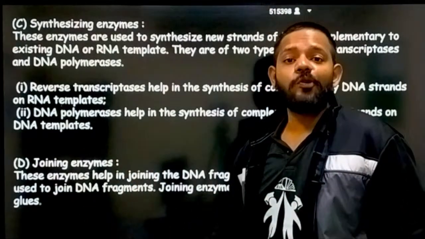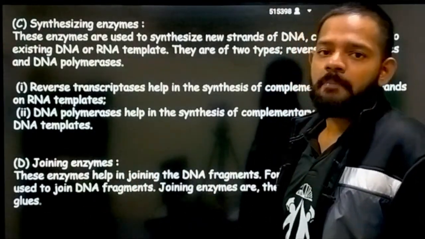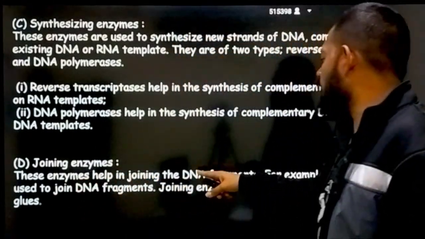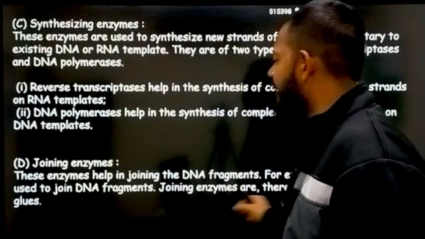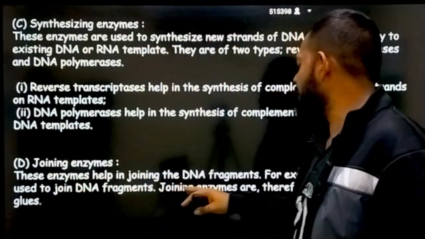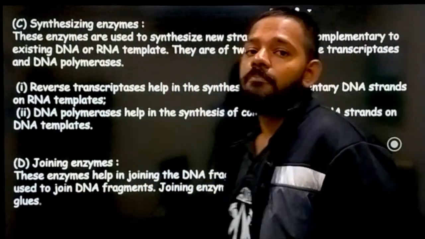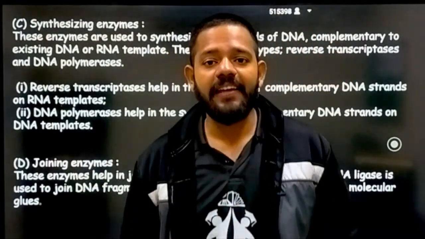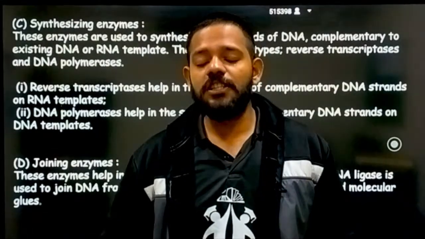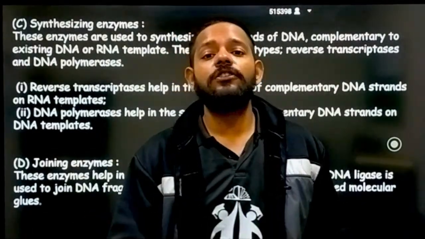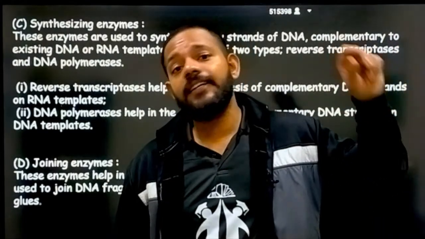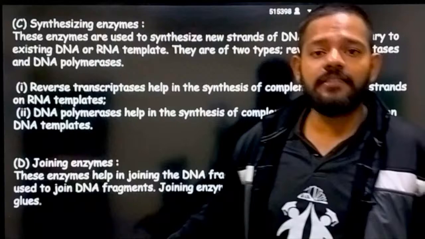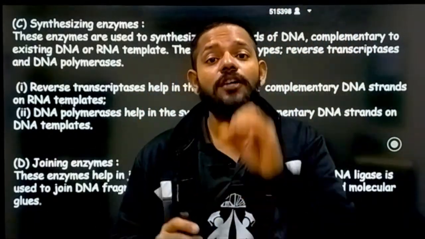They are molecular glue. They join DNA strands. These enzymes help in joining DNA fragments. For example, DNA ligase is used to join DNA fragments. Joining enzymes are therefore called molecular glue. So in the joining enzyme category we have DNA ligase, a type of ligating enzyme, also called molecular glue. Exonucleases and endonucleases are cleaving enzymes, called molecular scissors, and the joining enzyme DNA ligase is called molecular glue.